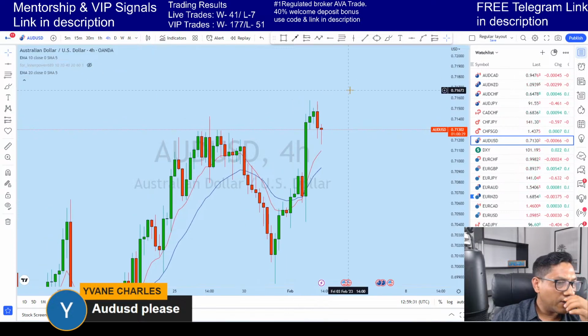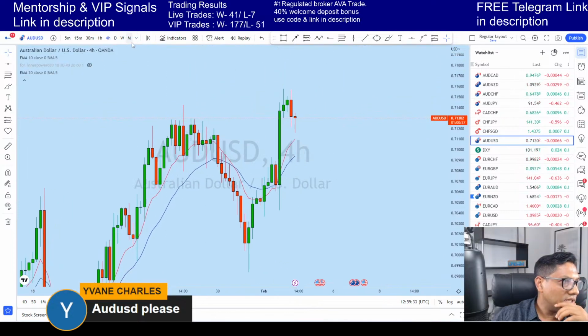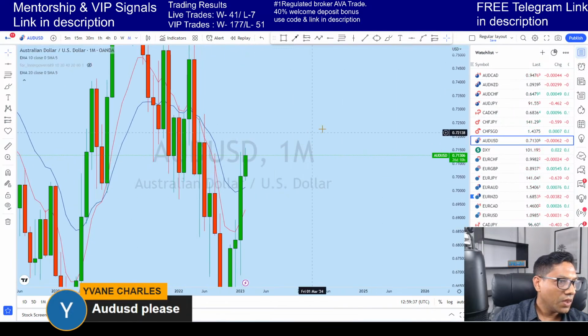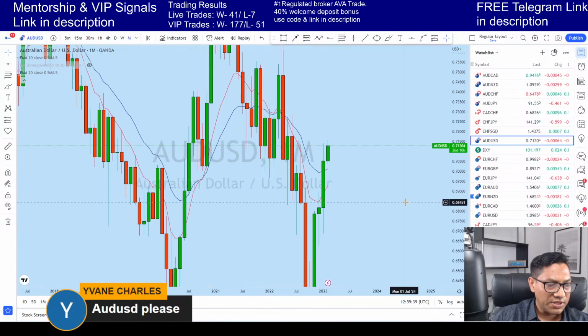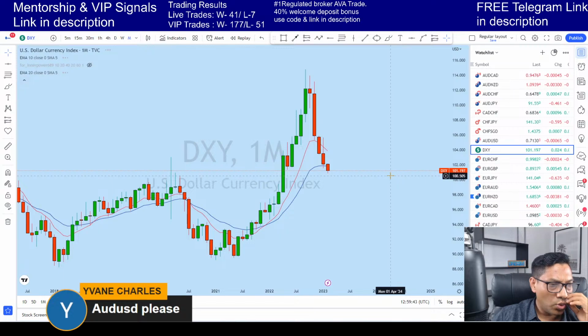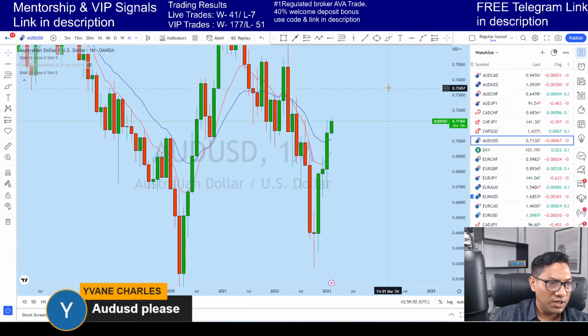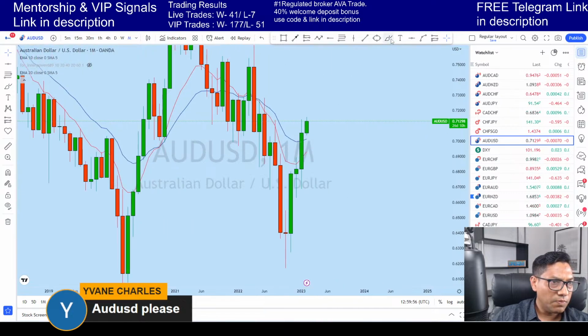Okay, so with AUD USD, what we see, looking at first of all the monthly, now as you can see with the news announcement, if you look at the DXY, we see that DXY is getting bearish. And if you look at AUD USD, we see that this market, with this big bullish candle on the monthly, followed by, as soon as this market opened here, we have seen another bullish move.